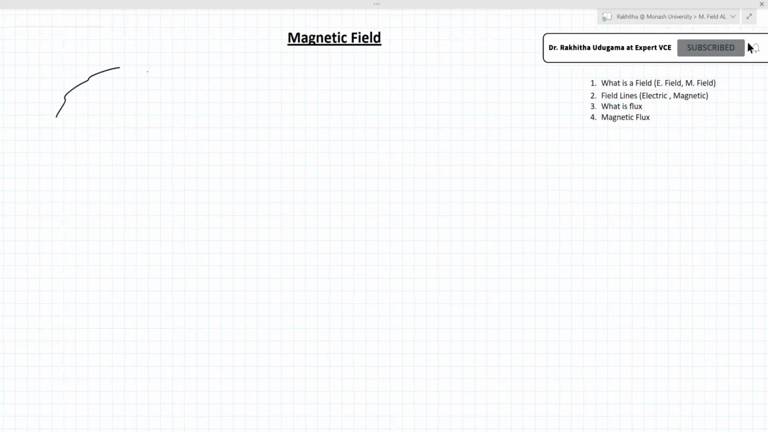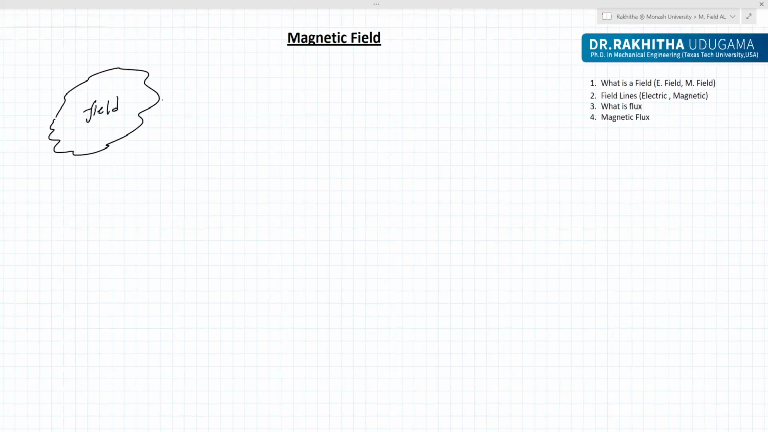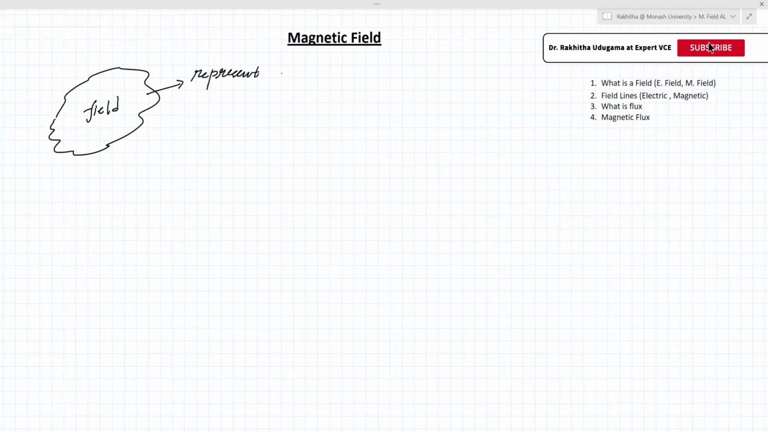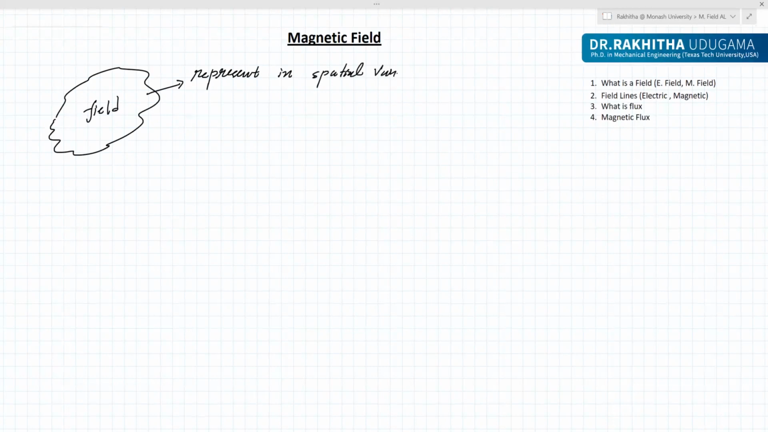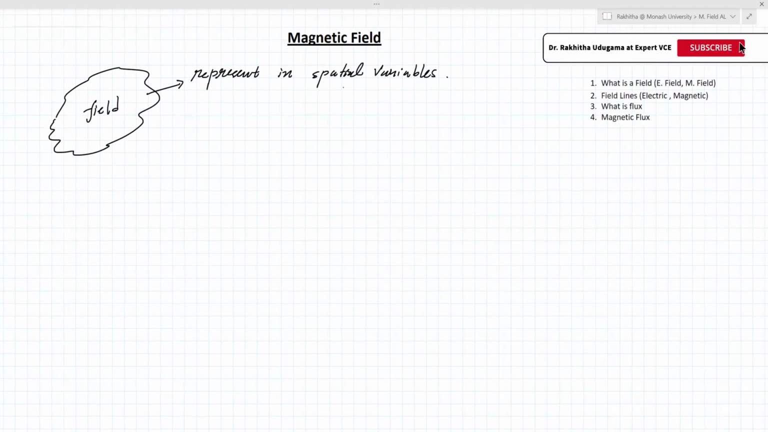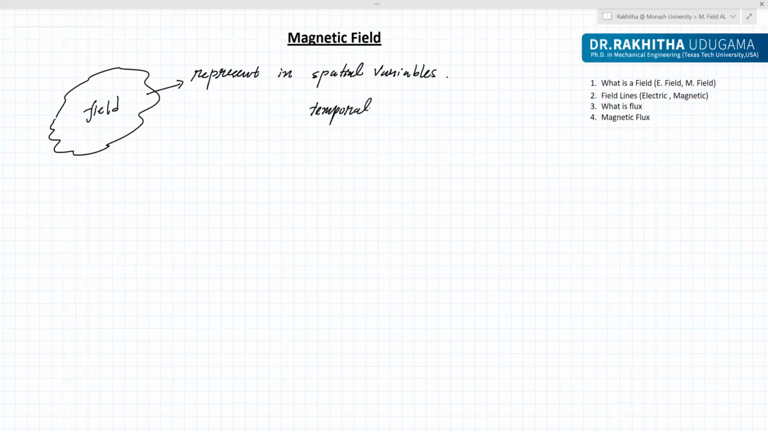So now you have to understand what a field is here. A field is something that you can represent in spatial variables. Spatial variables. So what are the spatial variables? You have to understand there are two kinds of variables. One is the spatial variable, the other one is the temporal variable. Now, what is the difference between a spatial variable and a temporal variable?